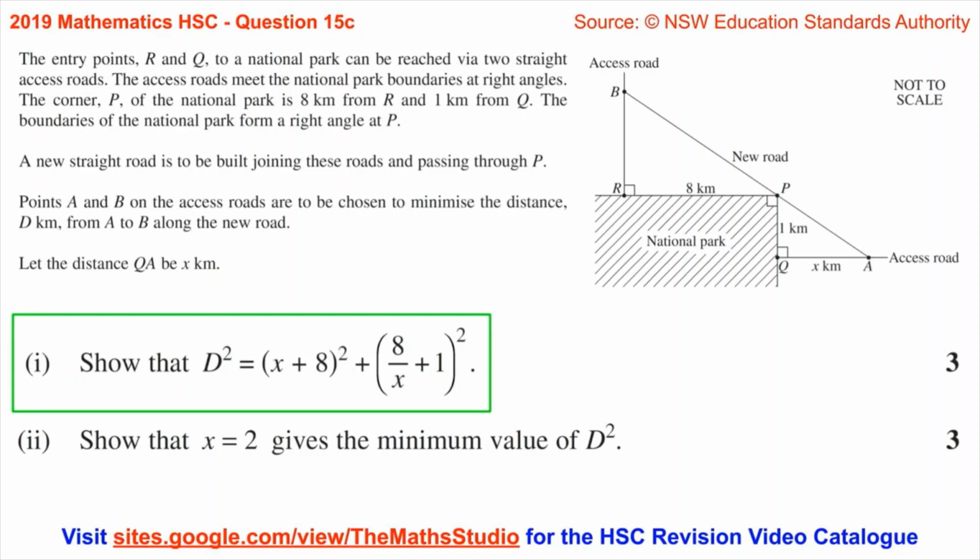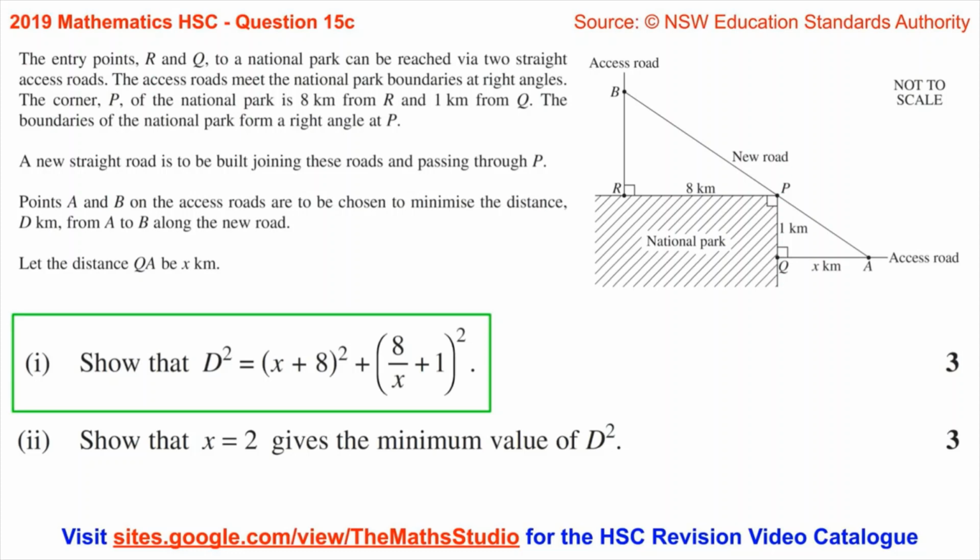Question 15c. The entry points R and Q to a national park can be reached via two straight access roads. The access roads meet the national park boundaries at right angles. The corner, P, of the national park is 8 kilometers from R and 1 kilometer from Q. The boundaries of the national park form a right angle at P.